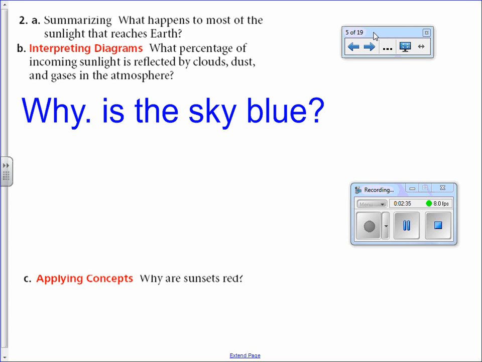Some of it's filtered, but yeah, basically a lot of it doesn't reach the surface, right? Because what else happens to it? Glad you guys were working on your questions yesterday. Most of it's actually reflected and not absorbed. And we'll come back to why is the sky blue, because that's one of my favorite questions.